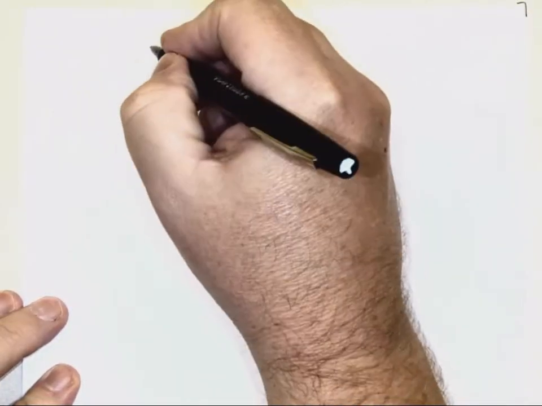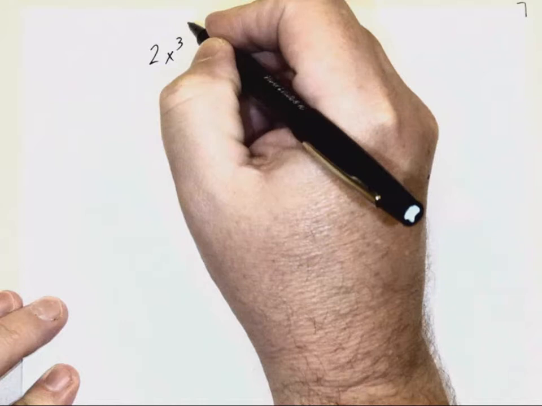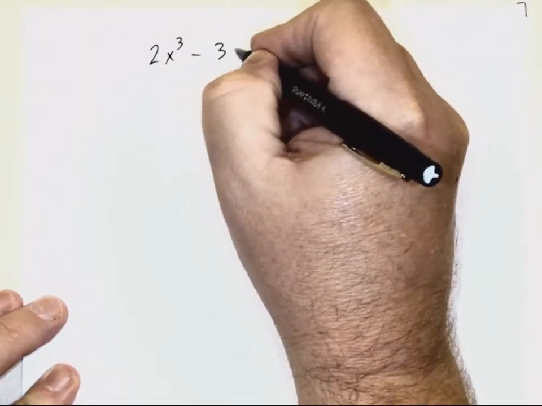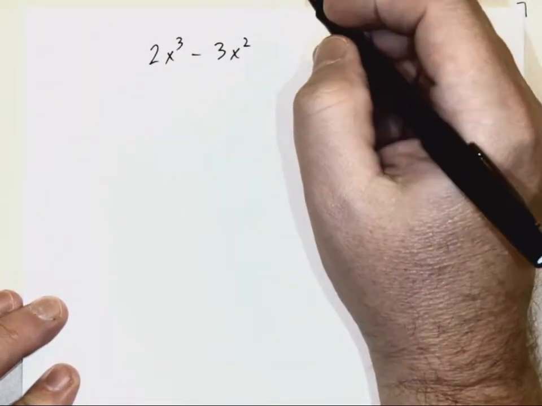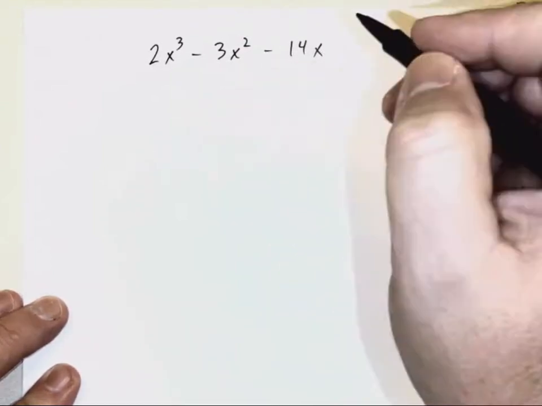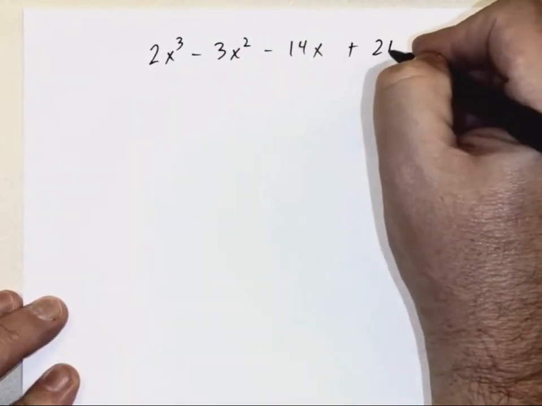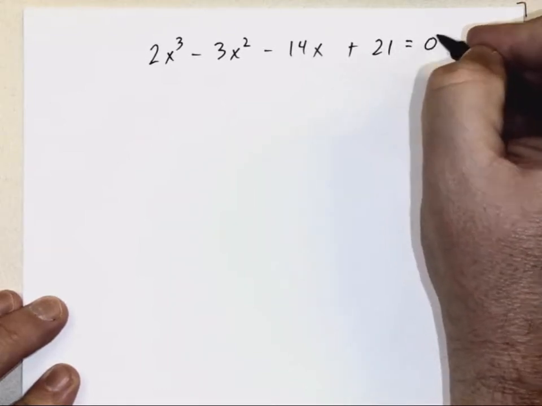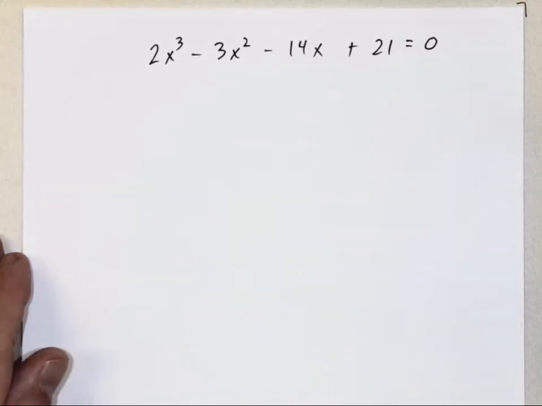Okay, now we're going to pick up with problem 7. In the review homework, the problem says, find the real solutions of the following equation. So here's the equation: 2x cubed minus 3x squared minus 14x plus 21. Okay, so we're basically trying to solve this.